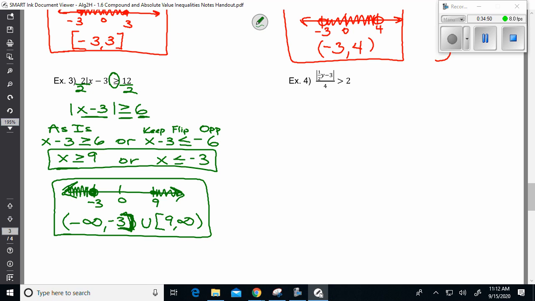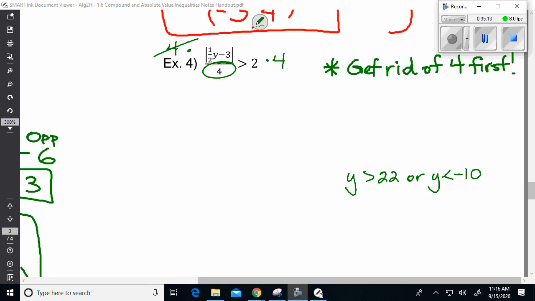So of course you're about to try number 4 yourself. The one hint that I will give you to start this problem is you need to get rid of that 4. Get rid of 4 first. So that's my hint for you to start the problem. So multiply both sides by 4. That drops the 1/2 y minus 3 greater than 8.